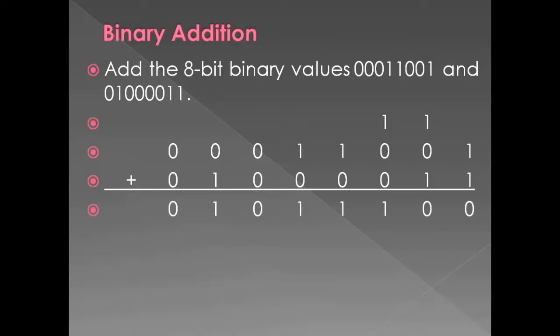Now add the 8-bit binary values, this number and this number. So first of all, write it in the form of columns. This is the first number, this is the second. They both have 8 bits, so we do not need to add a 0 on the left hand side. Now 1 plus 1 is 10, so 0 is placed here and 1 is carried. Now 1 plus 1 is again 10, so 0 is here and 1 is carried. Now 1 plus 0 is 1, 1 plus 0 is 1, 1 plus 0 is 1, 0 plus 0 is 0, 0 plus 1 is 1, 0 plus 0 is 0. So this is the answer of our addition. Simple, right?